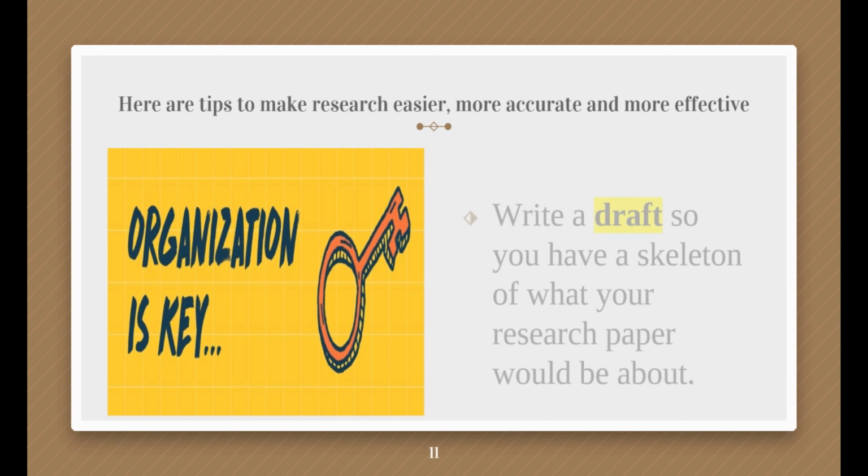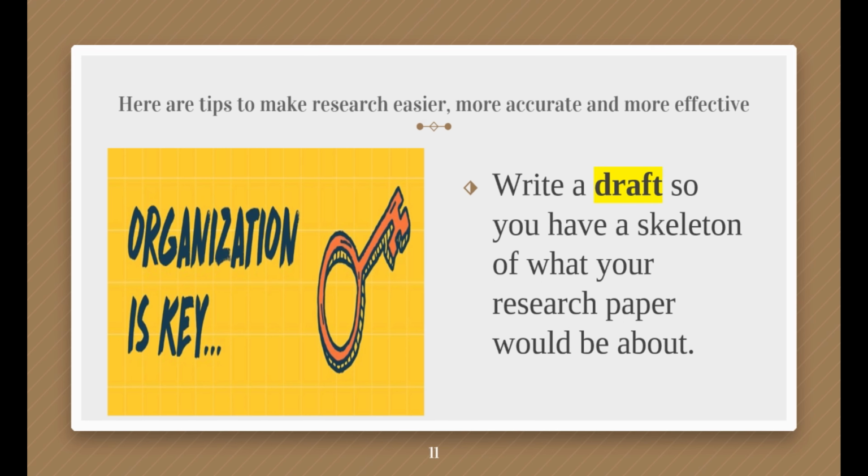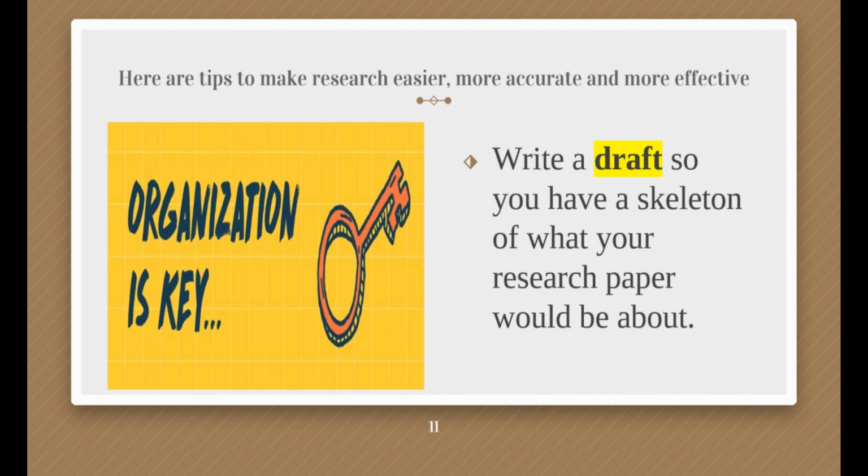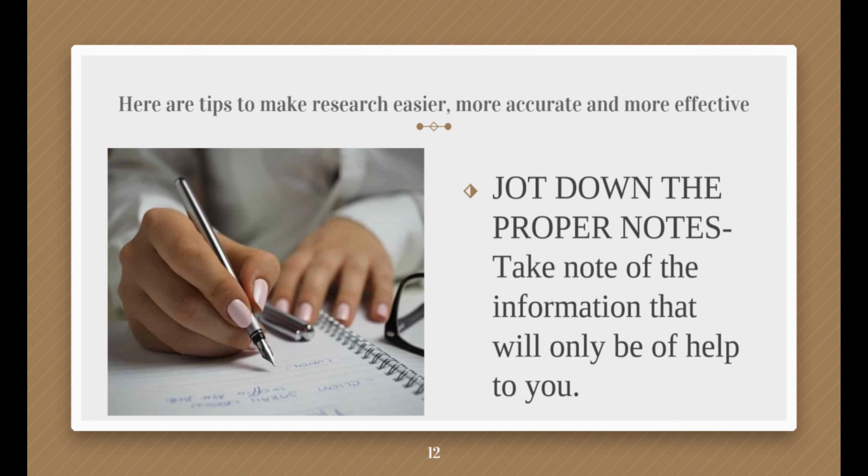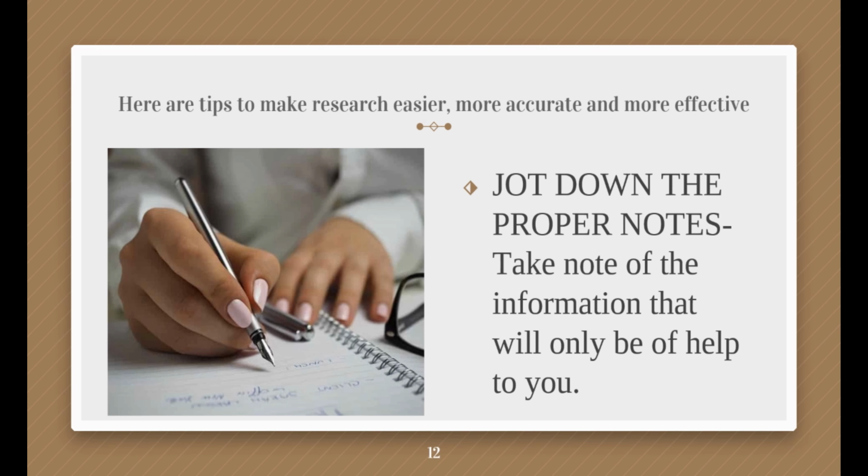Organization is key. Write a draft so you have a skeleton of what your research paper will be about. Think about the topic and what you want to know about it. What is your purpose and where would you get your information? And how would you go about collecting the data? Jot down the proper notes. Take note of the information that will only be of help to you. You don't have to copy everything in the book, newspaper, or webpage, just the ones that are related to your topic. It can just be a sentence or two or a whole paragraph.